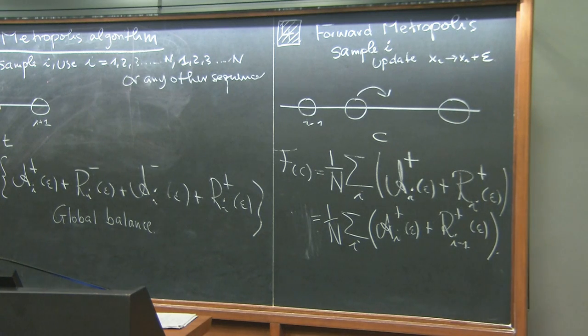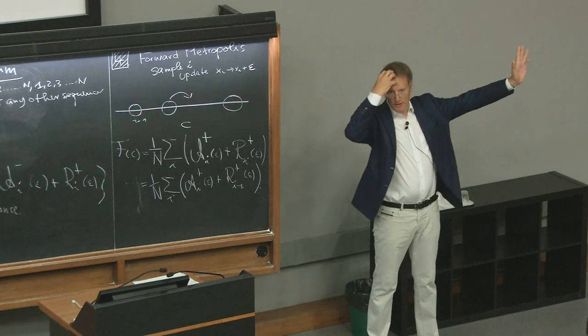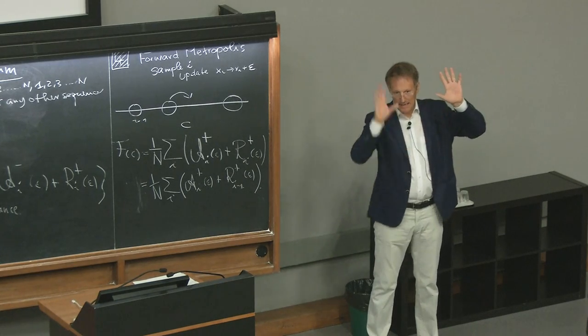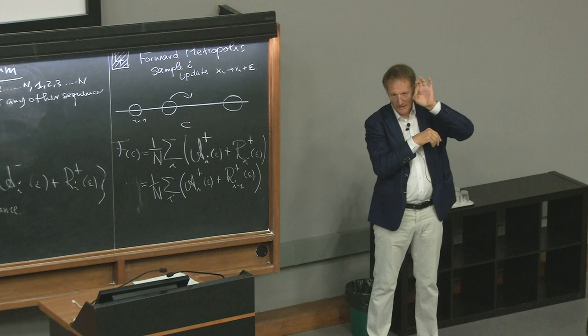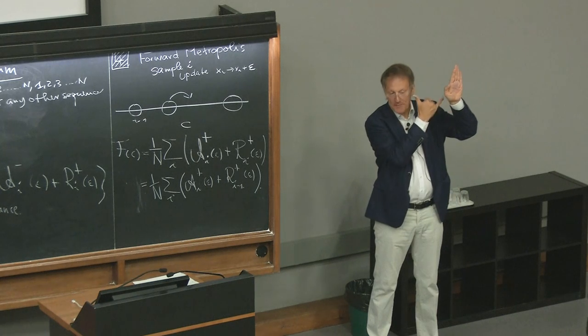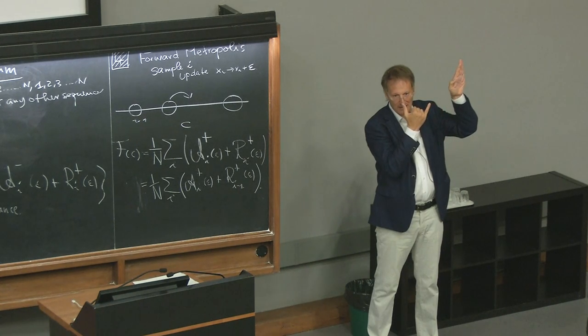So let me do again the presentation. So this is particle I, and this is particle I minus 1. If I could have moved particle I from here to here, so if epsilon is only this big, then I cannot have rejected the move of I minus 1, because epsilon is too small.